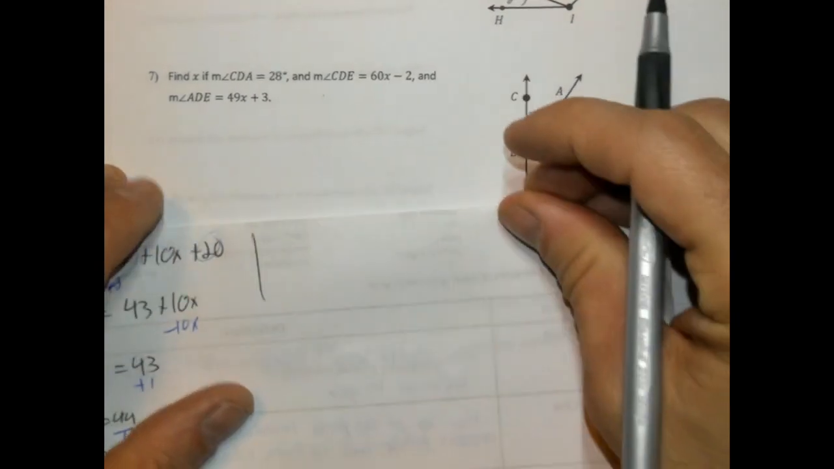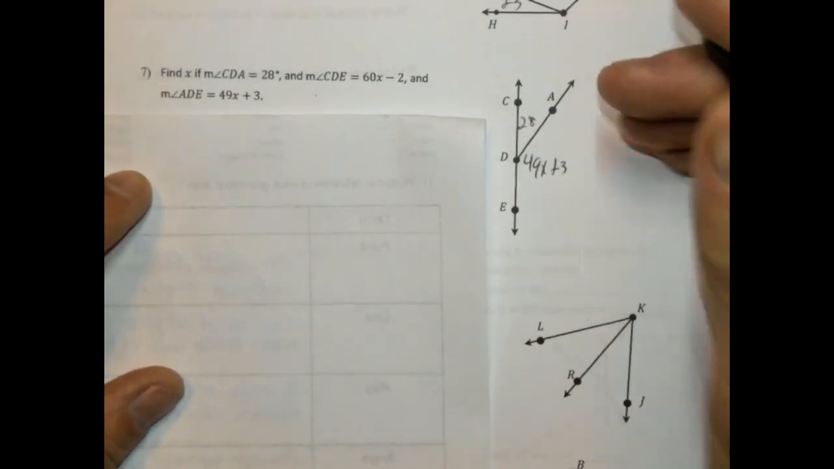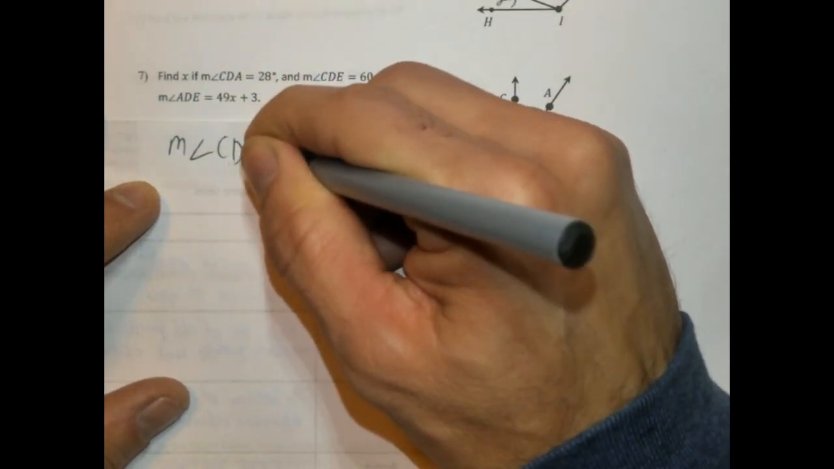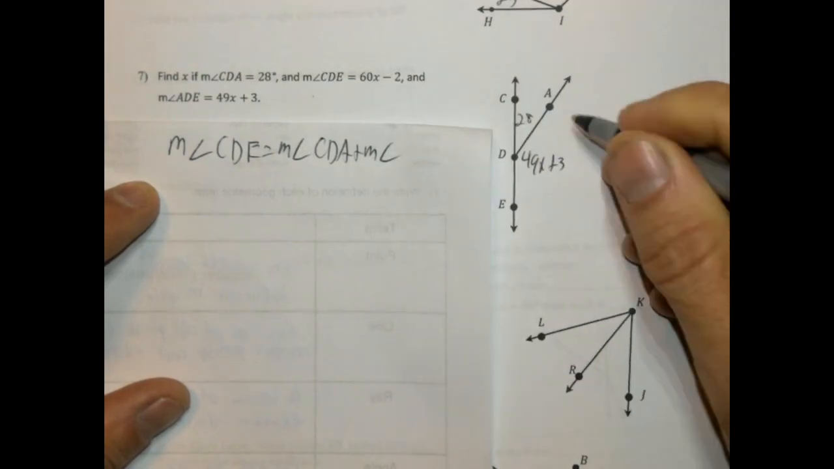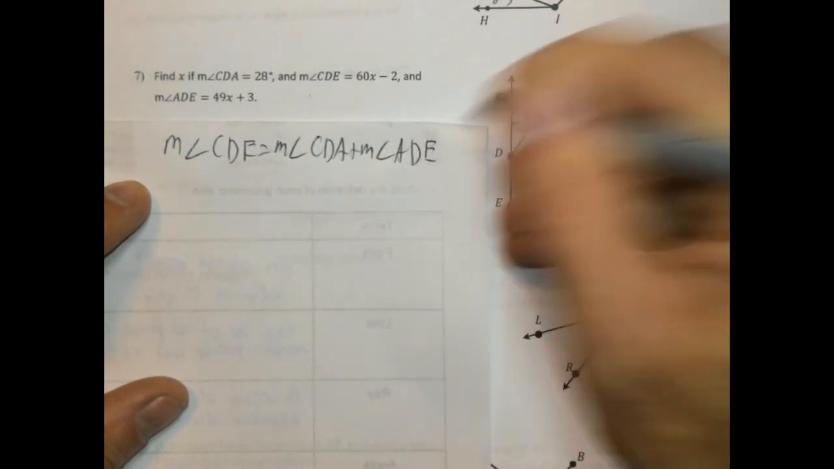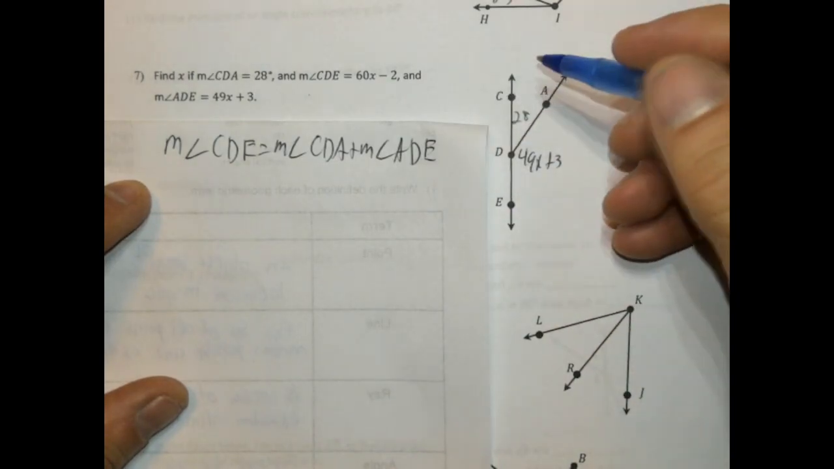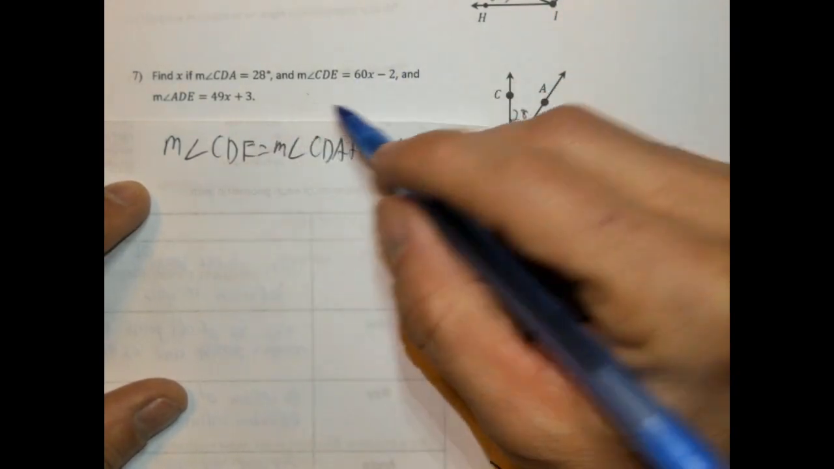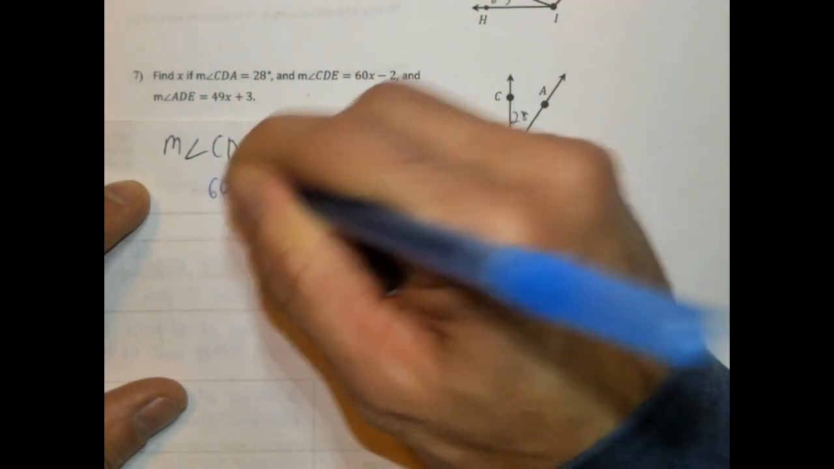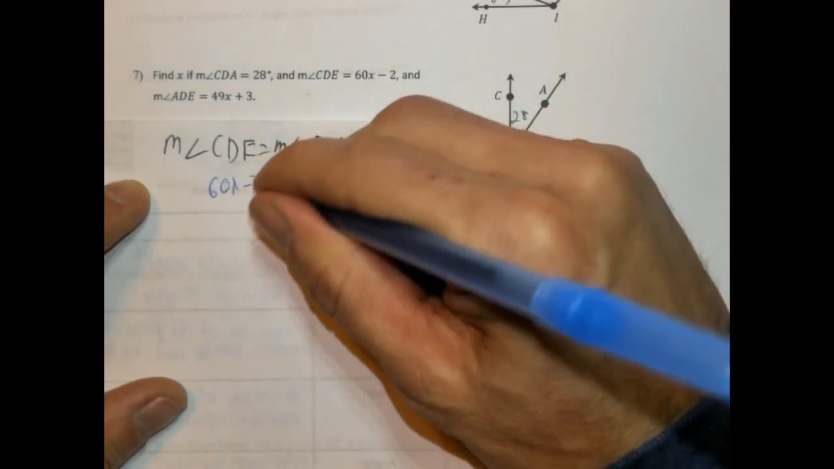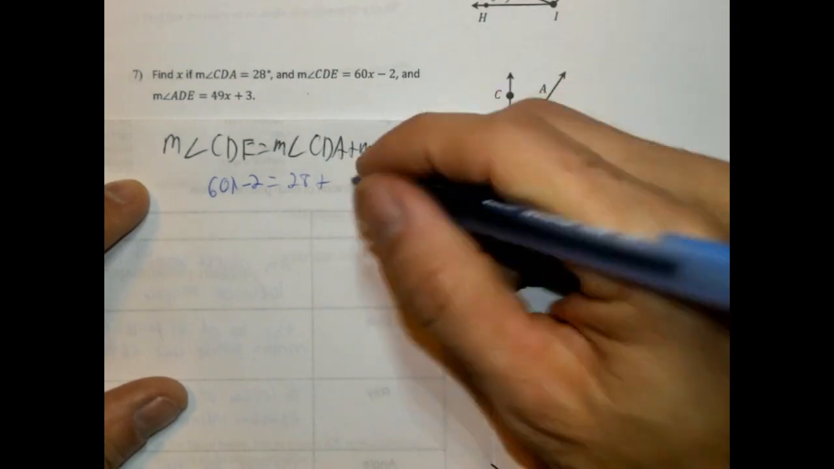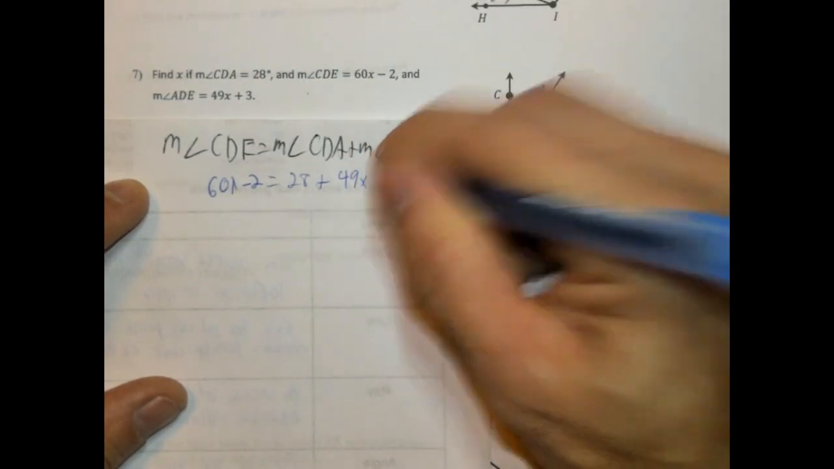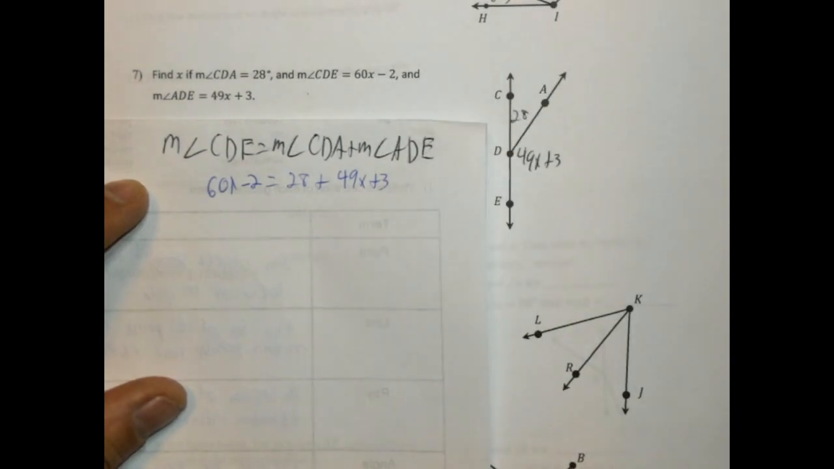Let's write that out. We'll write it down here so we have more room. So the measure of angle CDE is equal to the measure of angle CDA plus the measure of angle ADE. Okay? And CDE is 60x minus 2. So 60x minus 2 equals, CDA is 28 degrees, and ADE is 49x plus 3.